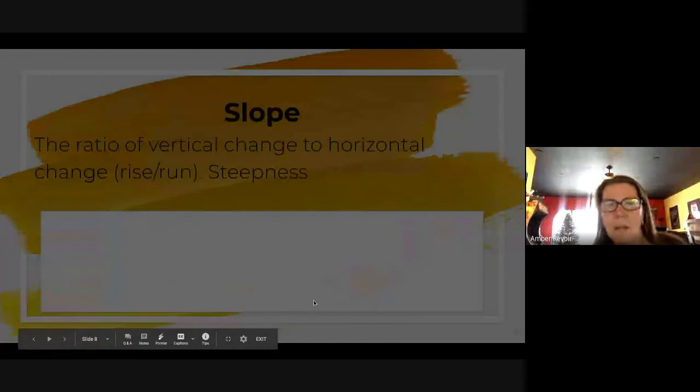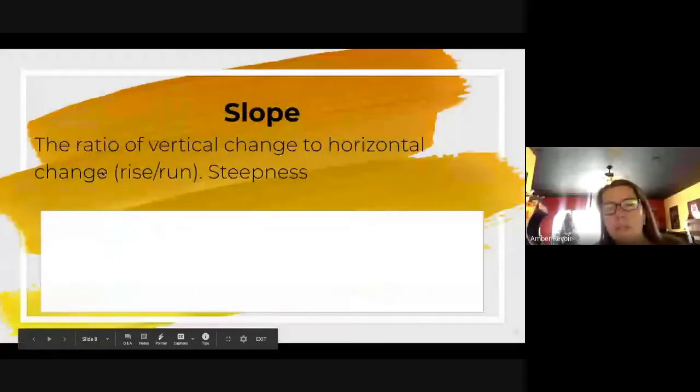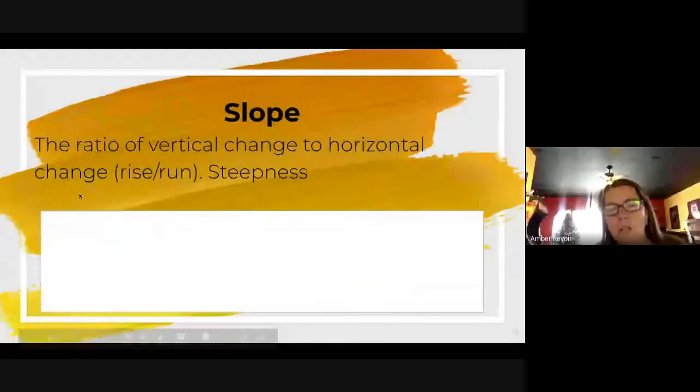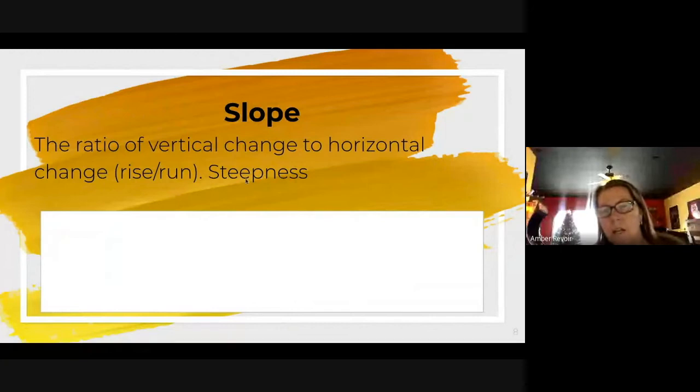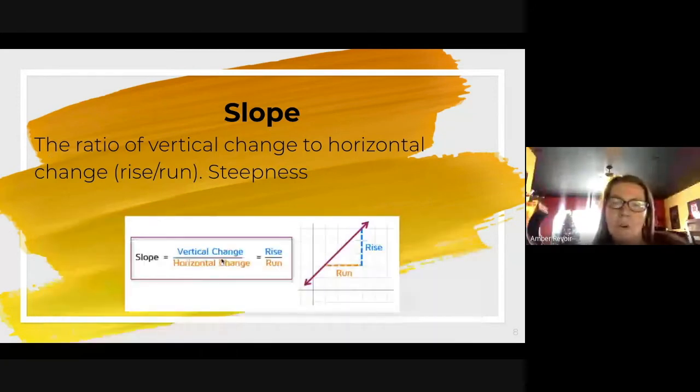So slope is the ratio of a vertical change to a horizontal change, the rise over run, or our steepness. So we think about this like on a road. You see steep road signs where you see a truck on a triangle going up a steep hill or down a steep hill. Steepness, that's slope. Okay. So what that looks like here is our slope equals our vertical change over our horizontal change, or we call that our rise over run.